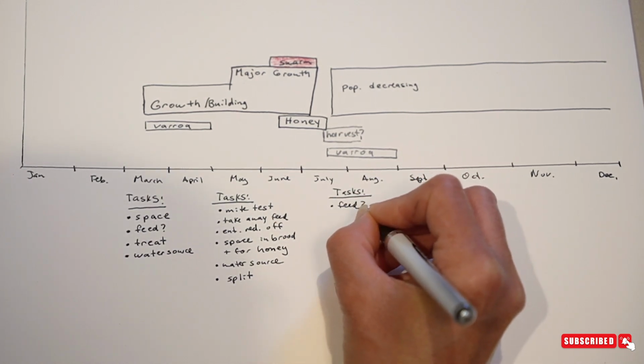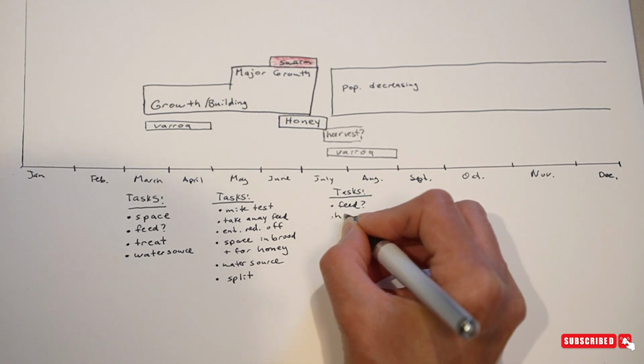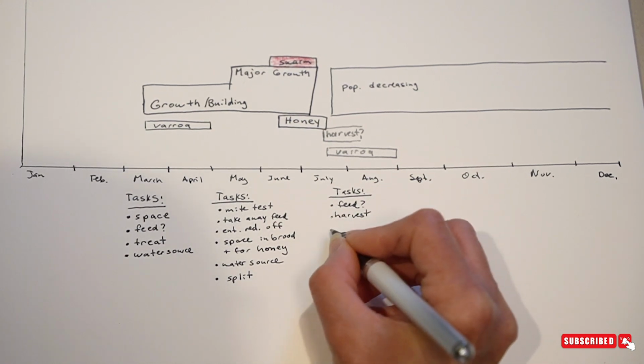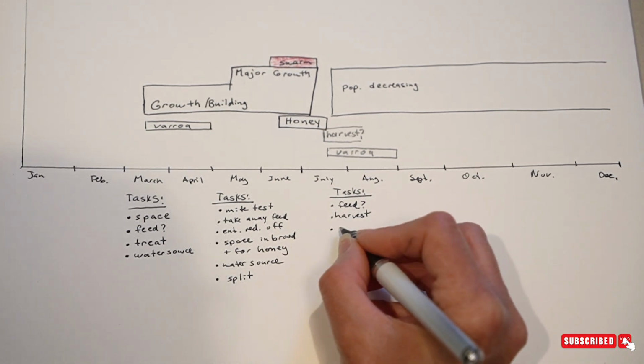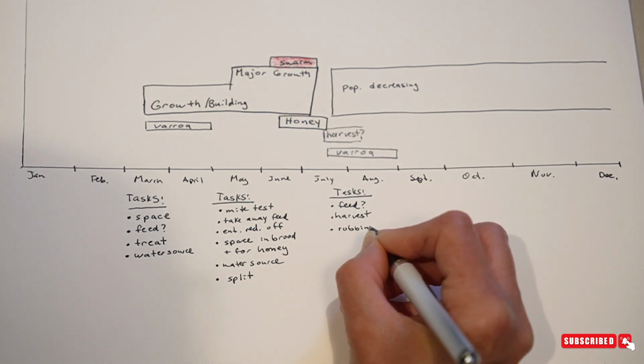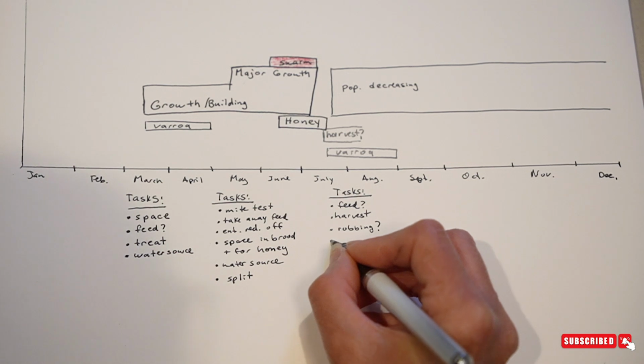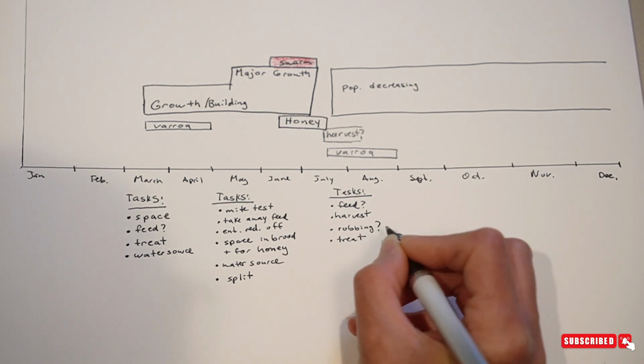But the queen is going to stop laying at some point within this box, and she's not going to start laying again until the next year, come January, mid-January at the earliest. And so this whole area is going to be population decreases.